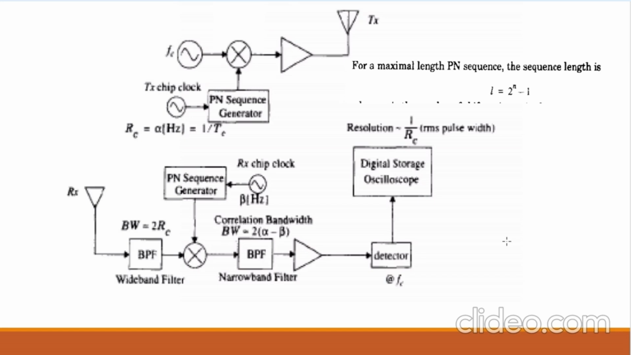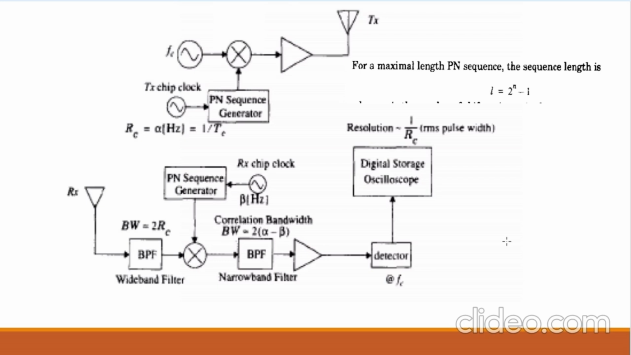Upon receiving, again a wide band filter is used, similar to the direct RF pulse system, which has the problem that it also allows more noise. This received signal from the band pass filter is then passed to a multiplier to remove the PN sequence multiplied at the transmitter, so the same PN sequence is used at the transmitter and also the receiver, but at a different rate. The transmitter chip clock rate is slightly faster than the receiver chip clock. The reason is that the transmitter has to come first, and only then can the receiver be synchronized.